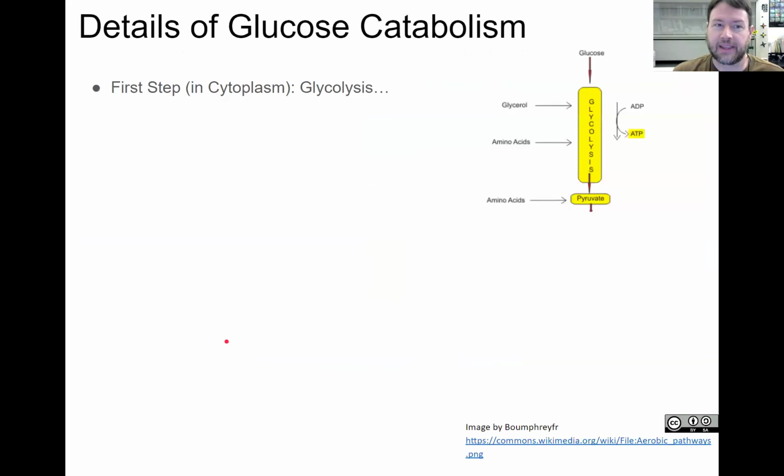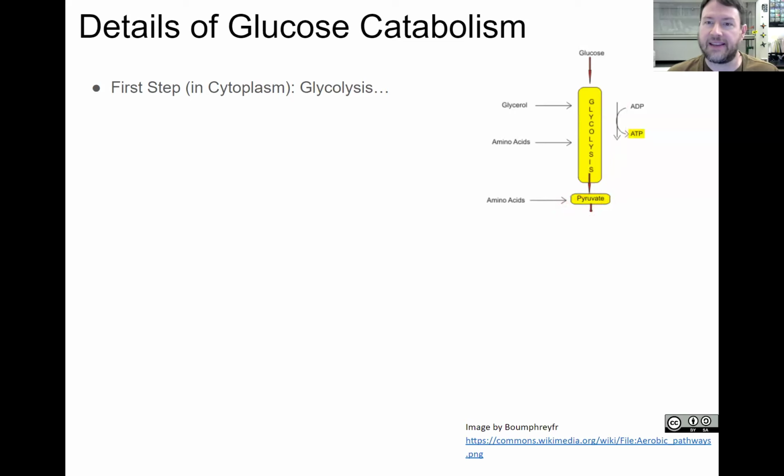So, okay, how does this happen? How does glucose get catabolized? By catabolism, we mean the breakdown of a big molecule into smaller bits, right? So the first step in the breakdown of glucose happens in the cytoplasm, and it's called glycolysis. And this is where we have glucose that is broken down into pyruvate.